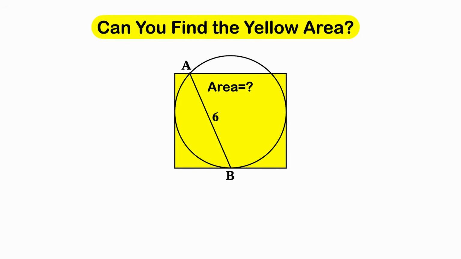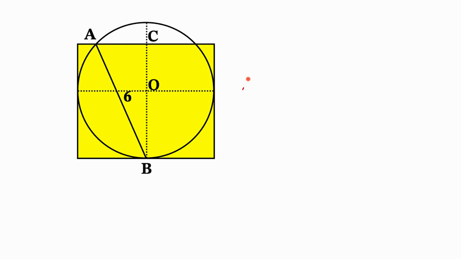Hello everyone, we have a problem here and we've been asked to find the area of this rectangle, and the only information we are given is this side, which is 6 units. So how to find the area? In a rectangle we know that the area is equal to the multiplication of both sides. So we need the length of this side and also these sides.